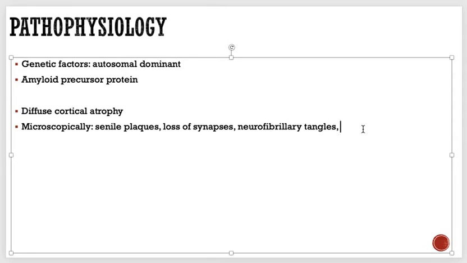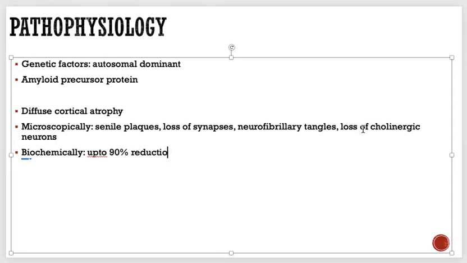Okay, and one more thing they found is loss of cholinergic neurons, especially in the nucleus basalis. They found this in the brain of the patient once the patient is dead. Of course, all this research was done on dead people. And biochemically, they found up to 90% reduction of choline acetyltransferase. So these are the things they found in patients who have Alzheimer's condition.